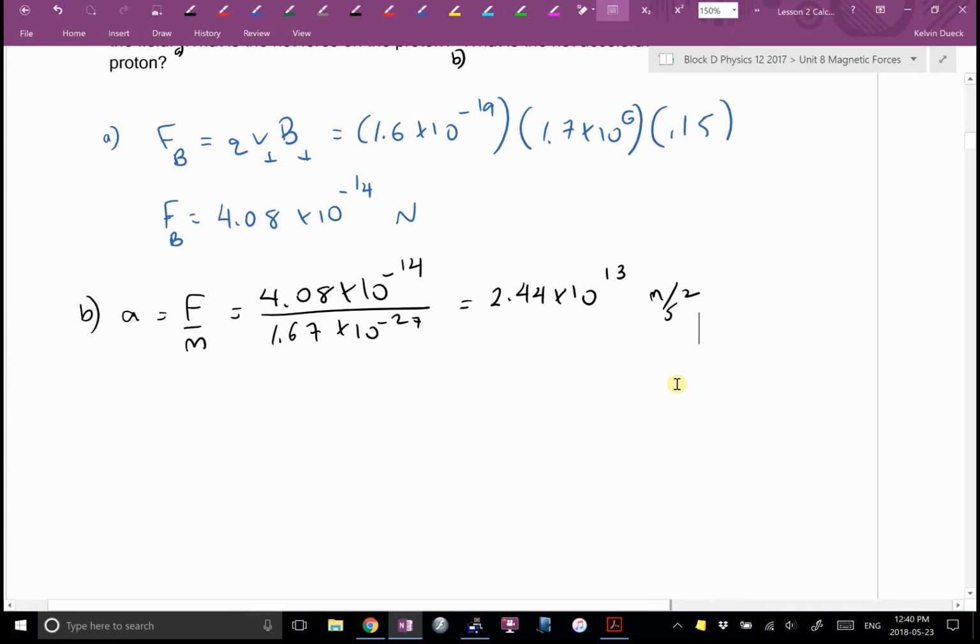Or if you started getting close to the speed of light, what happens to the mass? Remember from last year? It increases. So if this gets bigger, your acceleration gets smaller and smaller. In fact, the protons in the Large Hadron Collider, when they're going near the speed of light, are massively massive. They are not 1.67 times 10 to the negative 27. They are significantly larger than that.